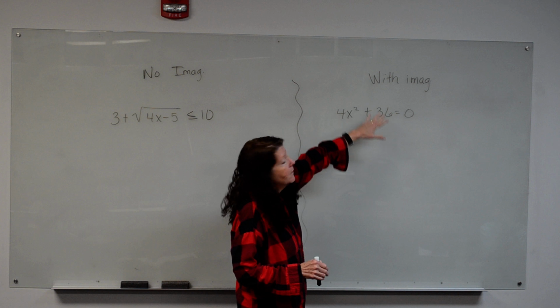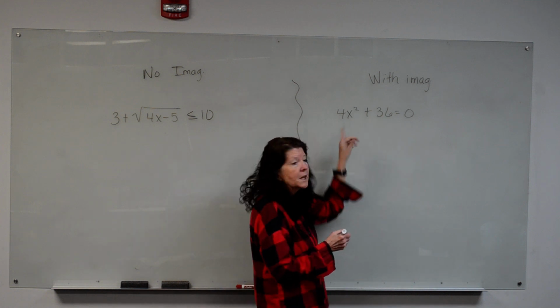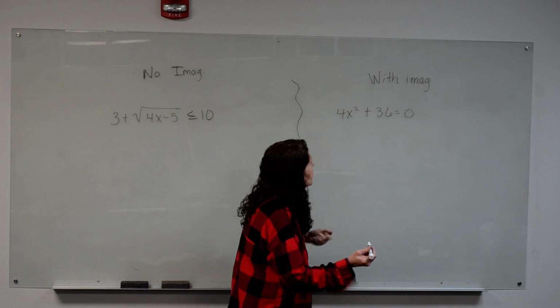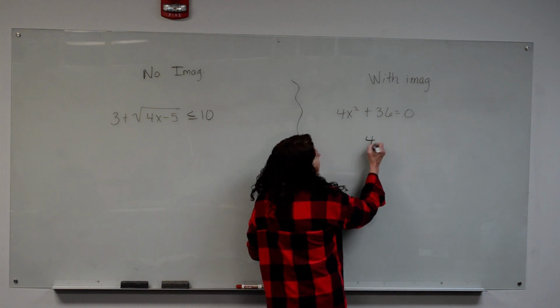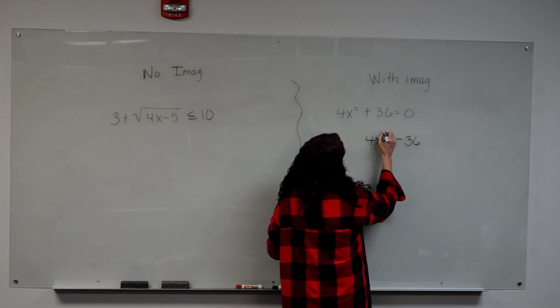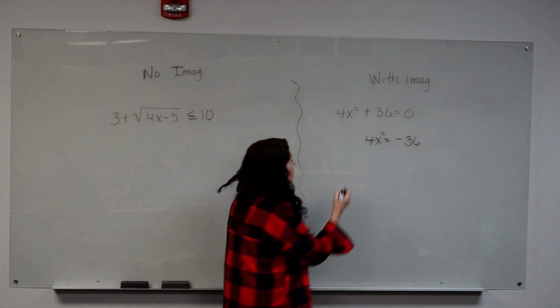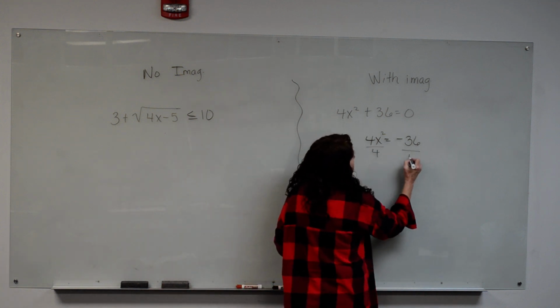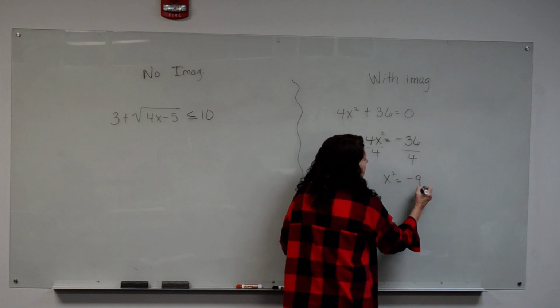Literally, I'm allowed to have imaginary numbers on this side over here. This is with imaginary numbers. So I'm going to solve for x. The first thing I'm going to do is take the 36 to the other side. So I have 4x squared equals negative 36. Then I'm going to divide by the 4, just like I was solving for an unknown. And I have x squared is equal to negative 9.